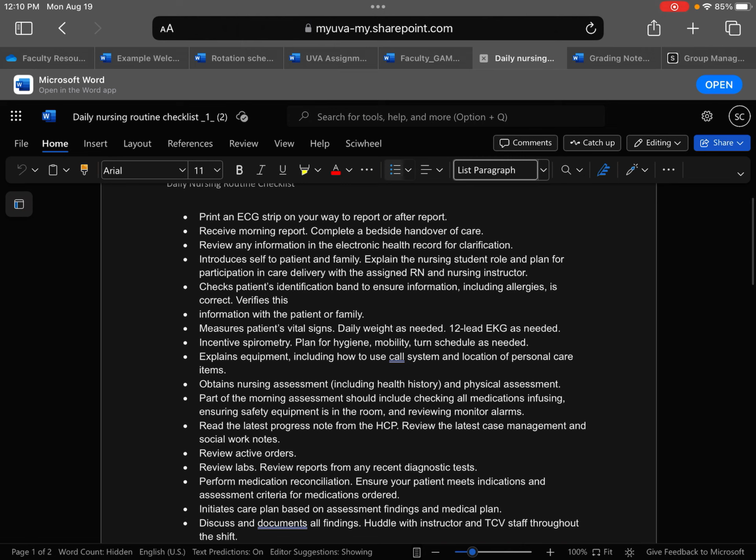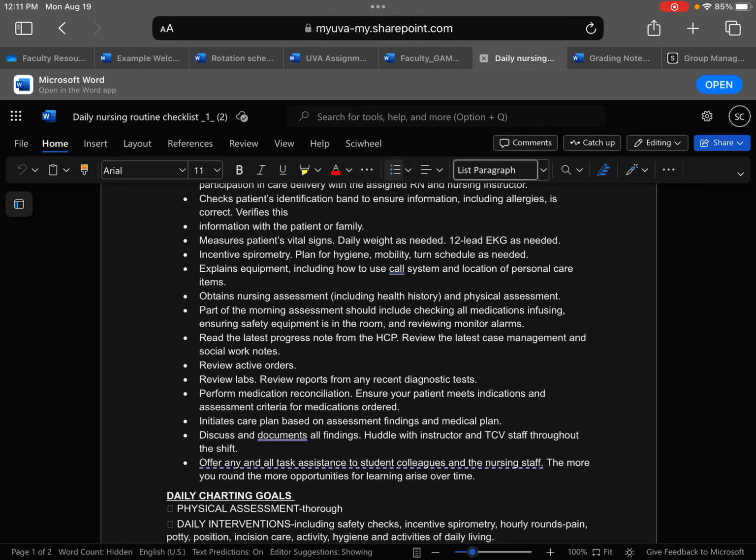it's just the same thing that I would give to anyone new coming to practice on the unit. So when you arrive, look at what your assignment's going to be, go ahead and print your rhythm strip, go to huddle. That could be with your course faculty or directly with your nurse, again, depending on the level of the student. And then huddling with the instructor to make sure that you're clear on expectations and plan and care delivery for the day.